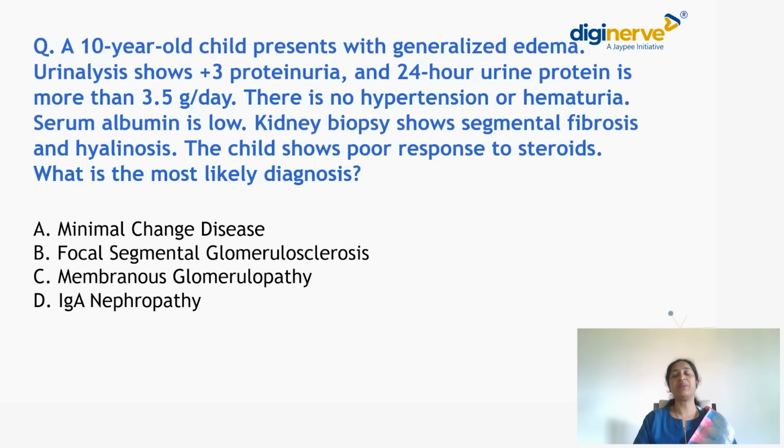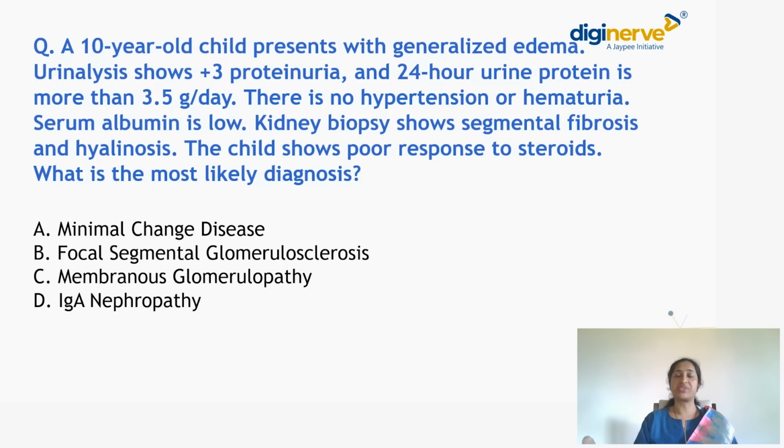Because of which they have done a kidney biopsy. Kidney biopsy does not show what minimal change should show. What does minimal change show? It shows flattening, attenuation of the podocytes, very small findings. Nothing big can be seen in the minimal change. That's why it's called minimal change. So that podocyte flattening is not what is seen here. This is showing segmental fibrosis and hyalinosis. So automatically option A, minimal change disease is ruled out.